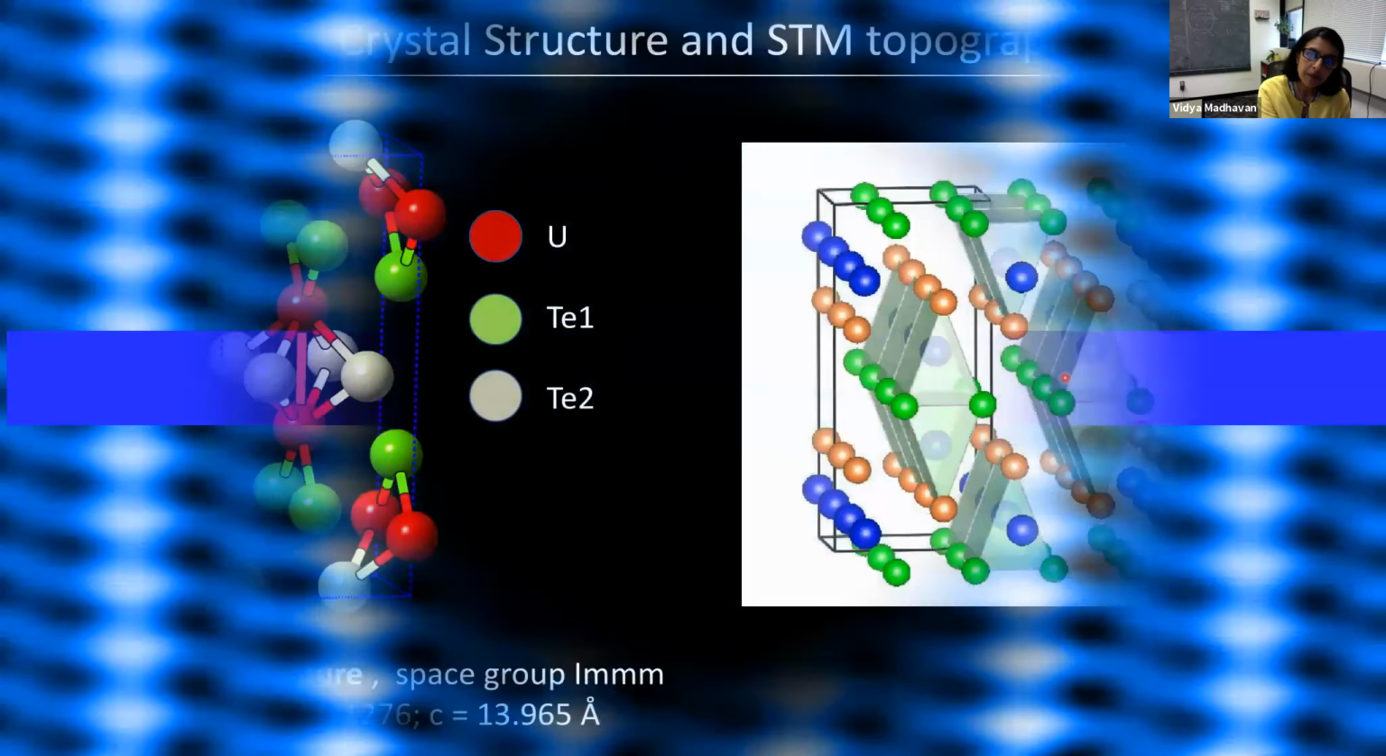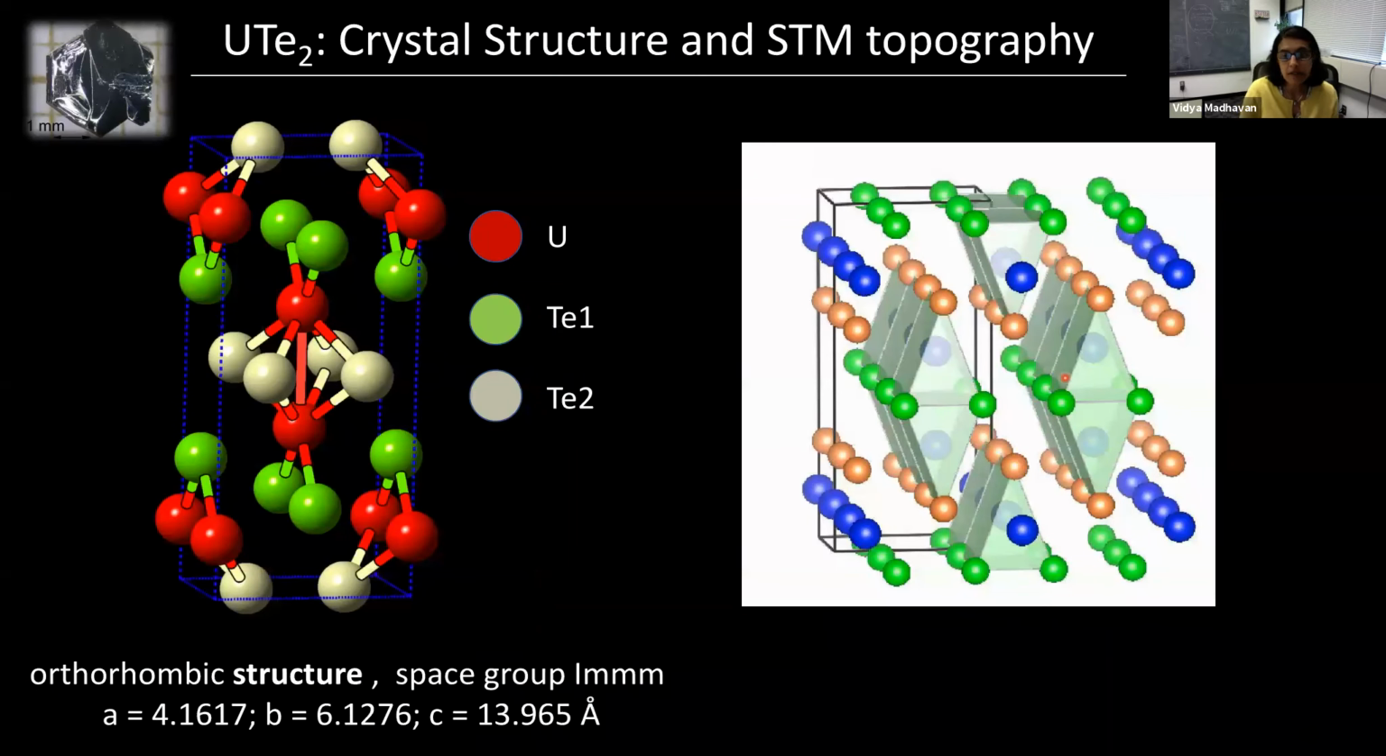Okay, so uranium tellurium 2. Let me just start with the crystal structure because that's really important to understand the topography, as well as in case you wanted to work on the system, it might be important for you. It's an orthorhombic crystal structure, and this is the unit cell that you see here.